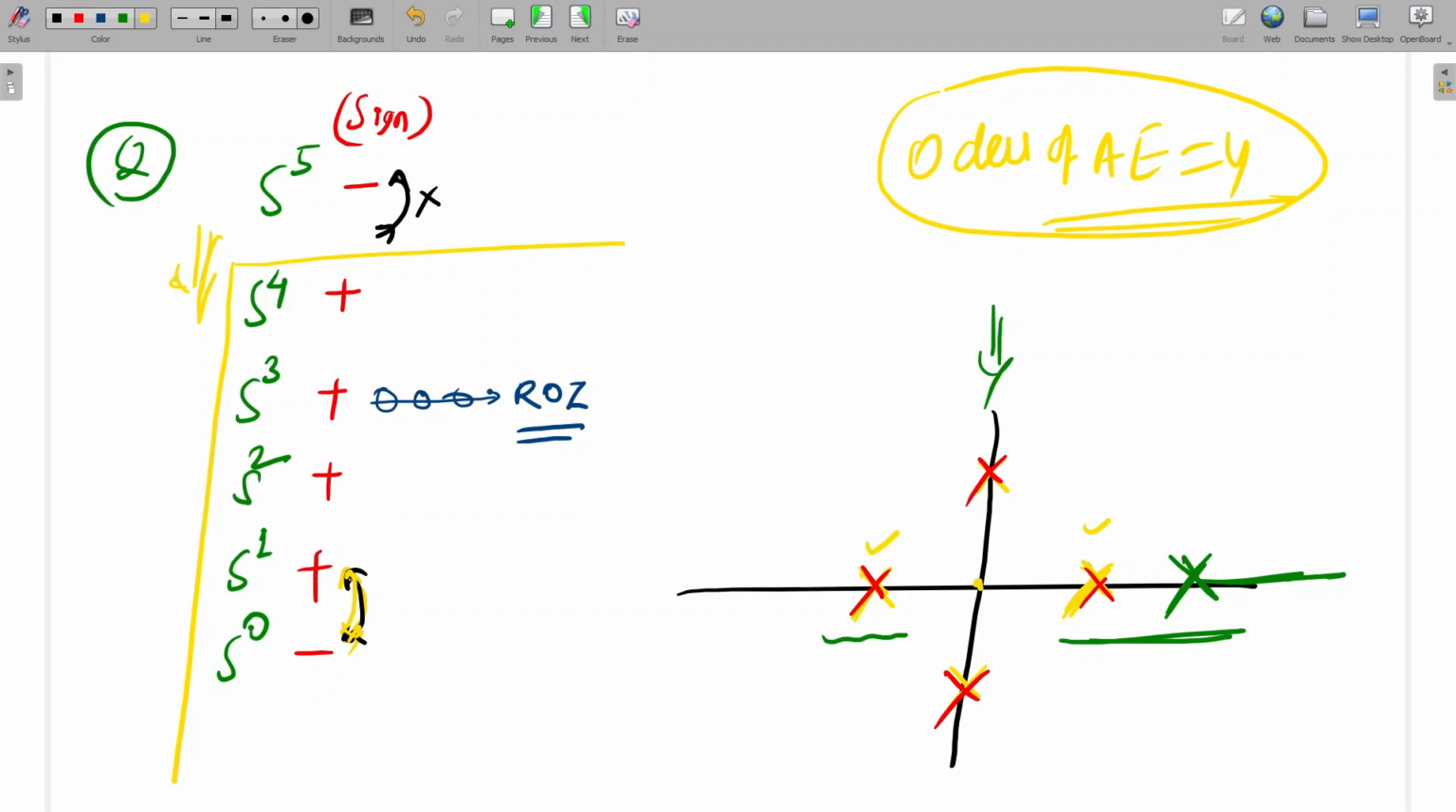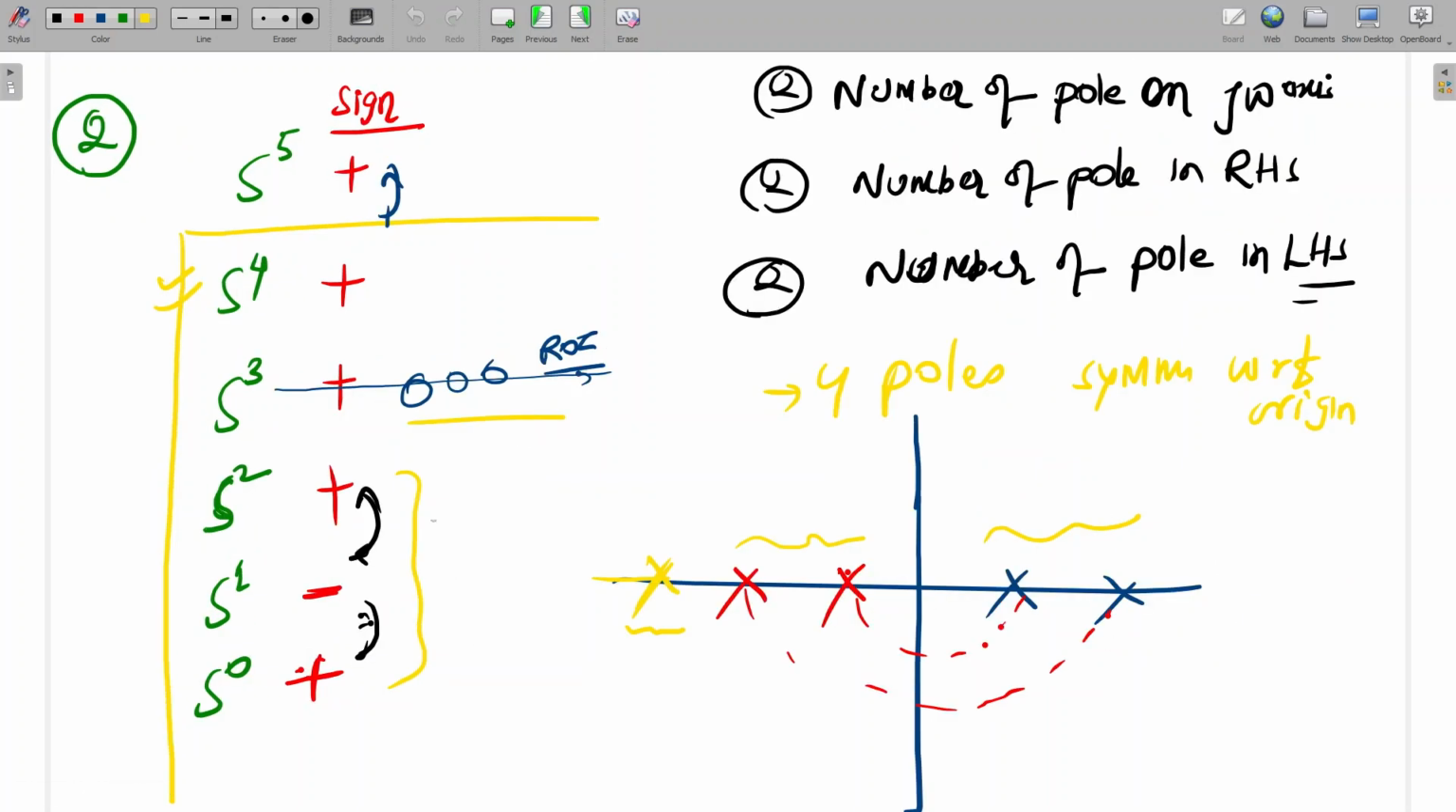The remaining two poles should be symmetrical, so where will that come? That will come on the j omega axis only, because below the auxiliary equation only one sign change is there. So the criterion of four symmetrical poles is satisfied. Now if we go above the auxiliary equation, one sign change is there, so one pole will come in the right hand side.